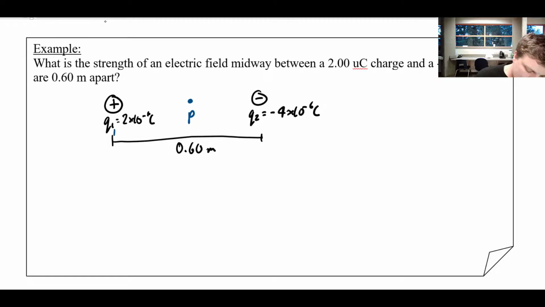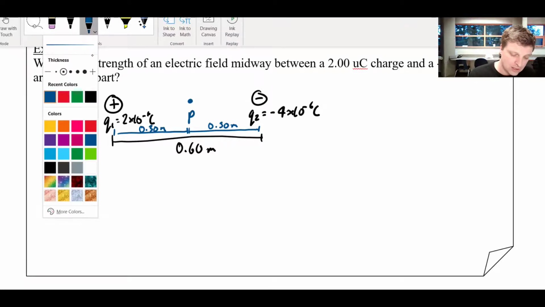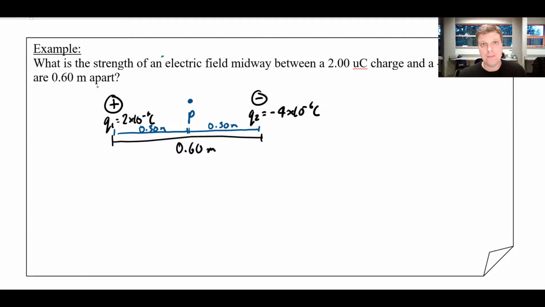And you can see that that's located 0.30 meters from that charge, and it's 0.30 meters from that charge. So to find the strength of the field at that point, there's going to be two interacting fields, the field from the positive charge and the field from the negative charge. And so I can just look at those individually and then add them up to find the total.